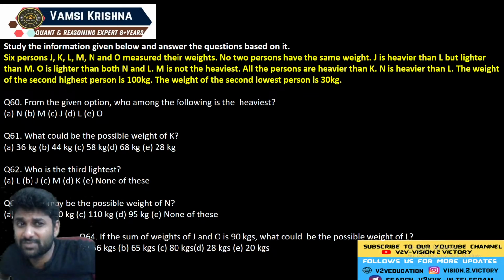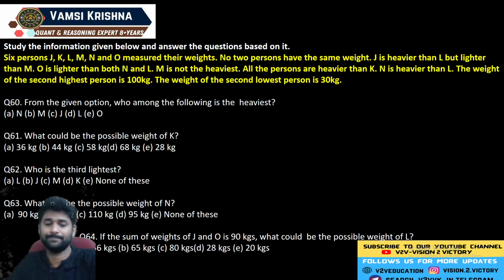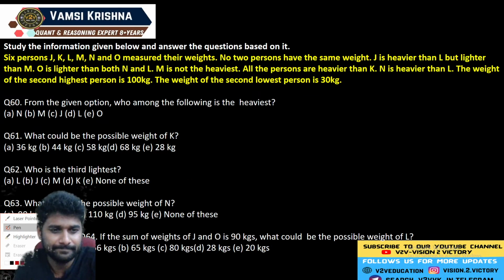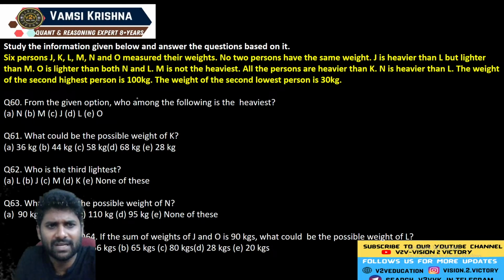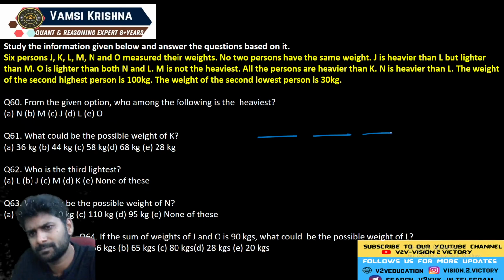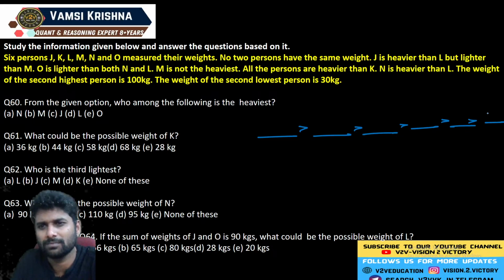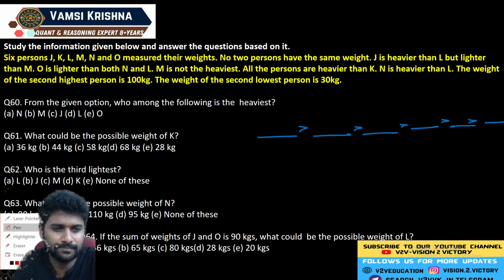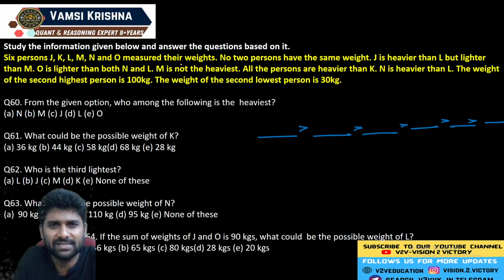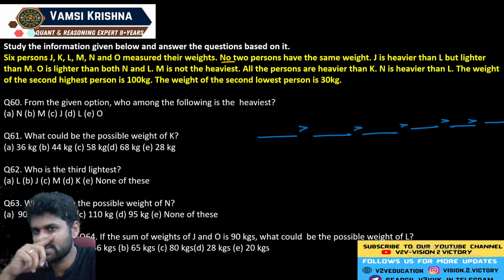So you can expect this model also, guys, from ranking and order. Now see, there are 6 persons. We already know that it's always greater. The data says that no 2 persons have the same weight.